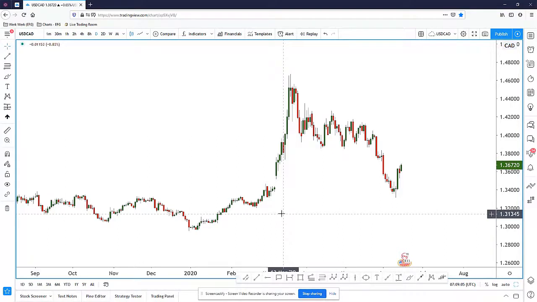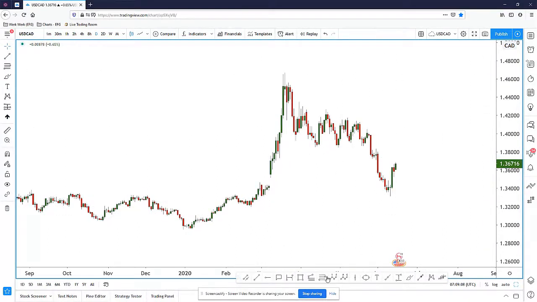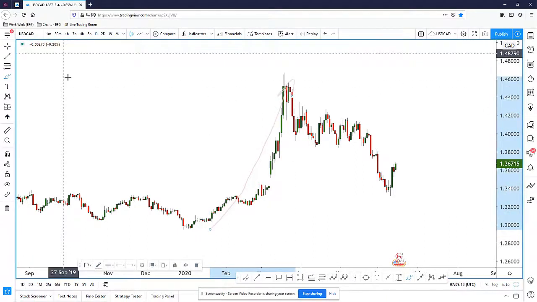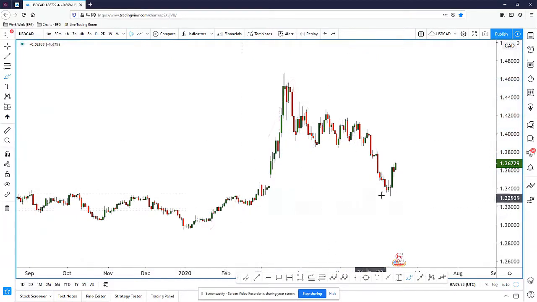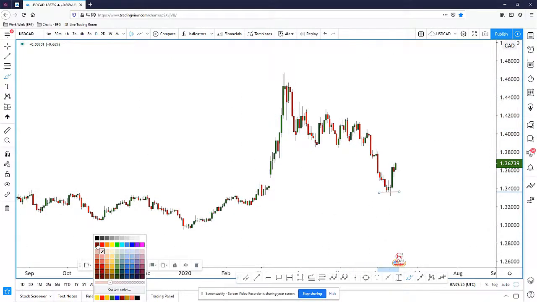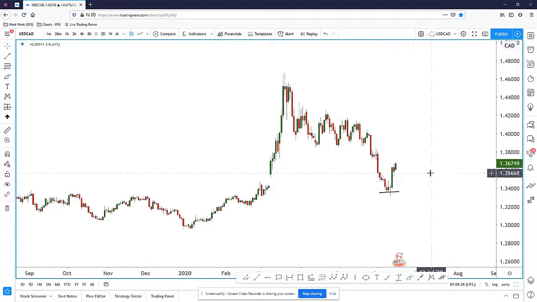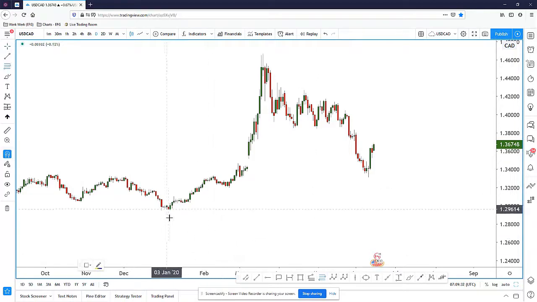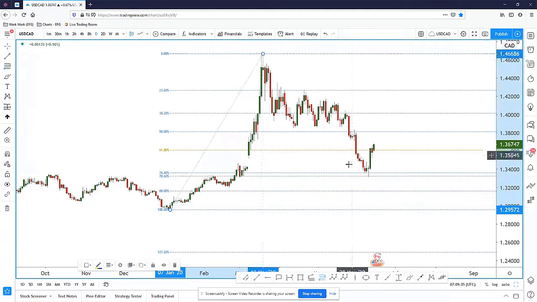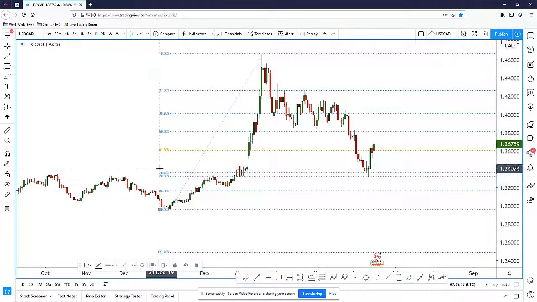We start off with the daily. Interesting to note is that the dollar CAD made a strong push up from this level, and we see that price has already retraced back. How far has price retraced back to this level? We can use Fibonacci retracement from the low all the way to the high, and we see that price has actually tapped the 78.6 right over here.